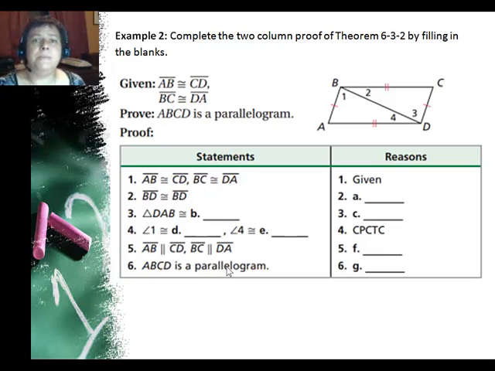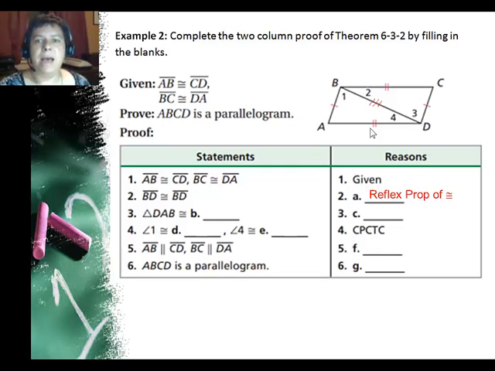Now let's take a look at example 2, which is a two-column proof. What we're looking at is that AB is congruent to CD. They gave you that one, they had the marks on it. They also told you BC is congruent to DA. So we're going to prove that if you have two sets of congruent sides, then you must have a parallelogram. Well, we have the given part, that's the easy part. And then they say BD is congruent to BD. The segment is congruent to itself. When a segment is congruent to itself, that's called the reflexive property of congruence.